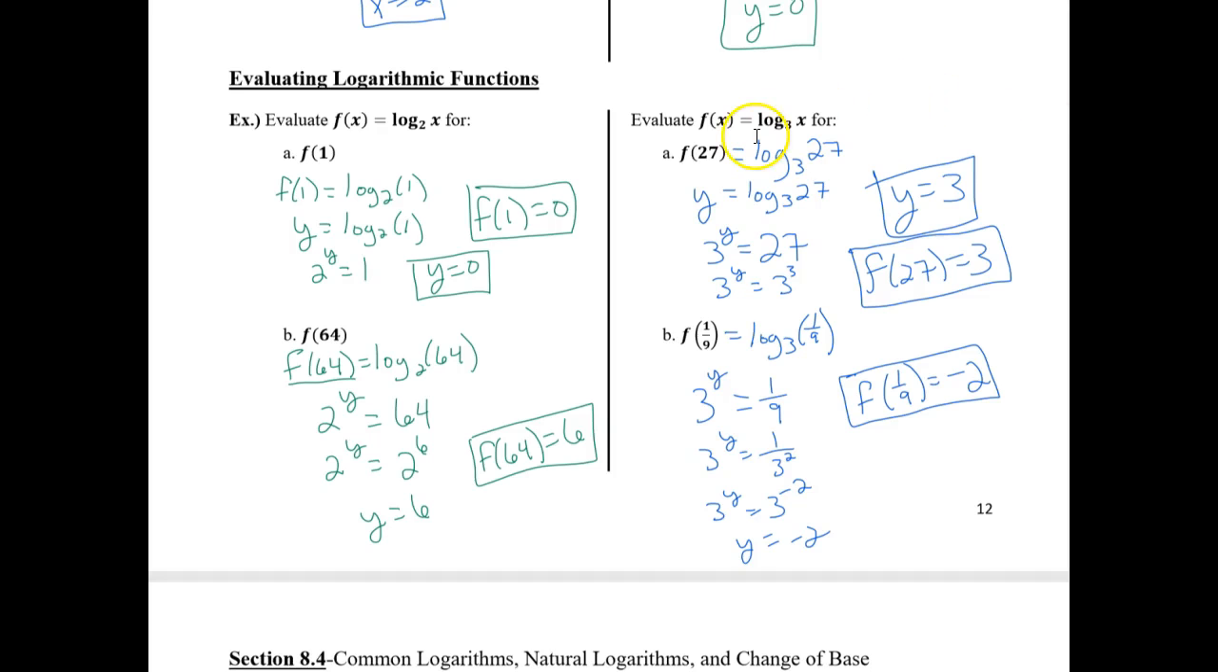So the steps would be: replace your f of x with y, plug in your value for x, rewrite it exponentially, and then solve from there using perhaps the uniqueness of b to the x power.